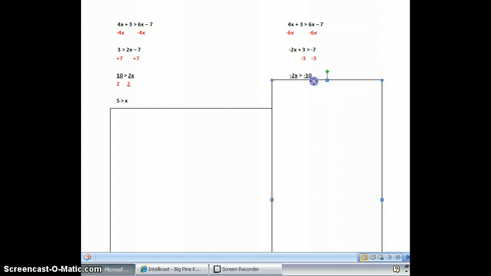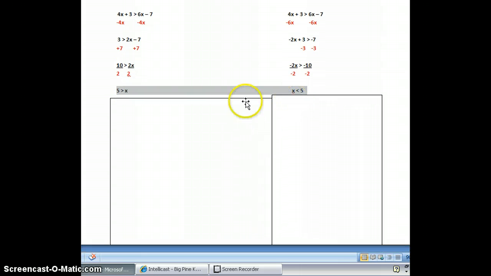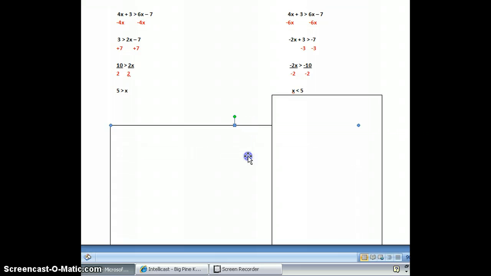So now I'm going to divide both sides by negative 2. So I'm dividing by a negative. That's where I have to flip this sign. So it now says greater than, and it's going to become the opposite, less than. And negative 10 divided by negative 2 gives me 5. My answer is x is less than positive 5. And notice how both of these are basically the same thing. You can give me either one on a test. Both are correct.